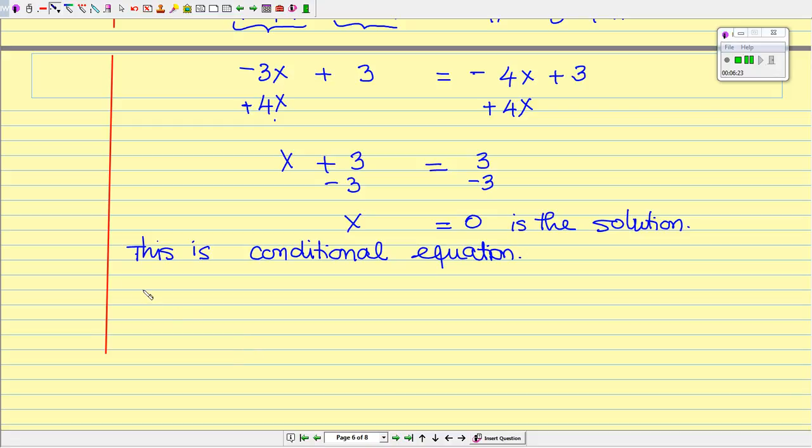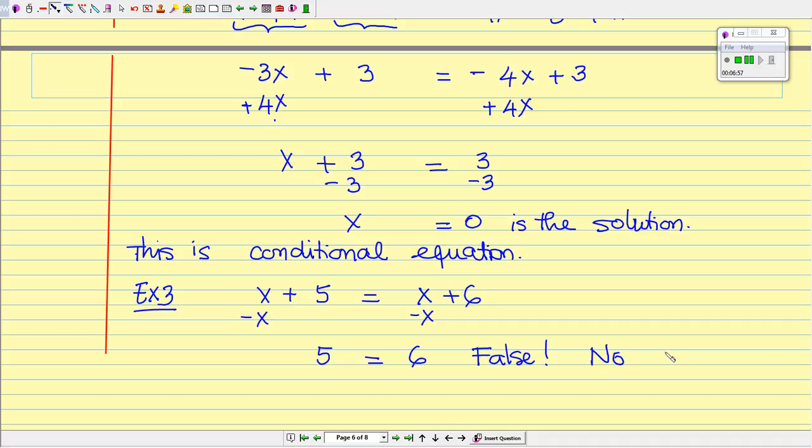Now let's work on example 3. Given this equation, x plus 5 equals x plus 6. To solve this equation, we are going to subtract x from the left side and from the right side, and we're left with 5 equals 6. Now 5 cannot equal 6, so this statement is false. Therefore, no solution.